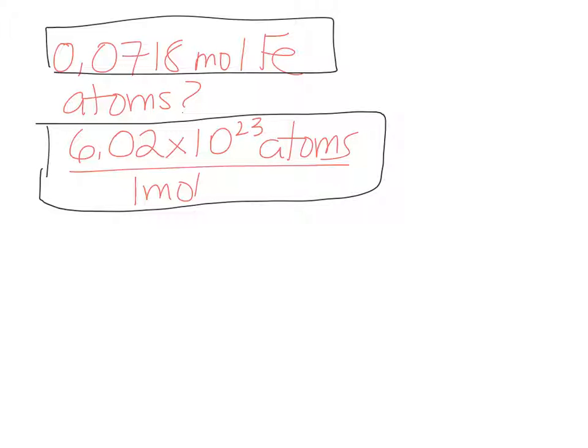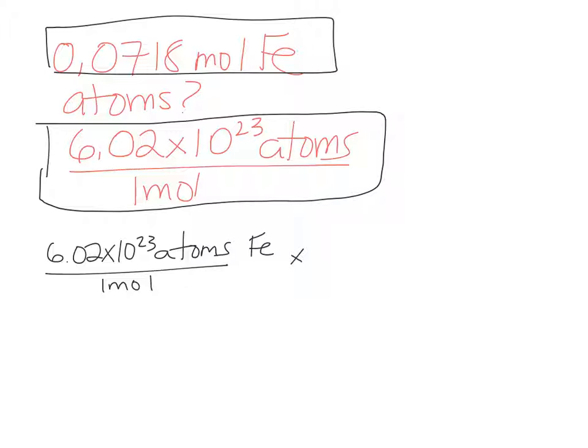We want to find atoms, so whichever one of those has atoms in it has to come first. So Spencer, which one of those two has atoms in it? The second one. So 6.02 times 10 to the 23rd atoms per mole comes first. Then you put a multiplying sign. I can get rid of moles by using the other value, moles.